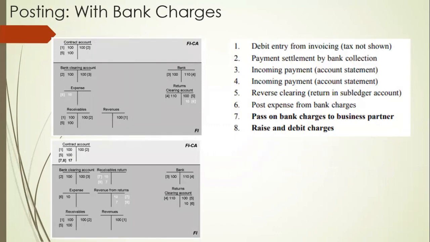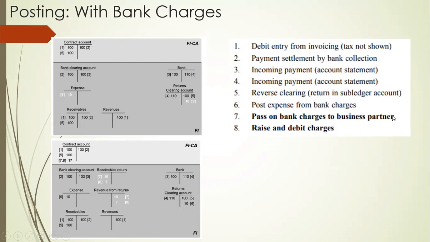So we have all the diagrams we saw. In that we have first the debit entry from invoicing, which is not shown. Second, payment settlement by the bank collecting. Then incoming payments. Then incoming payments account statement for number 4, which is this one. Then this reverse clearing, okay, reversible clearing. And then post expense from the bank charges. Post expenses is your 10 rupees.